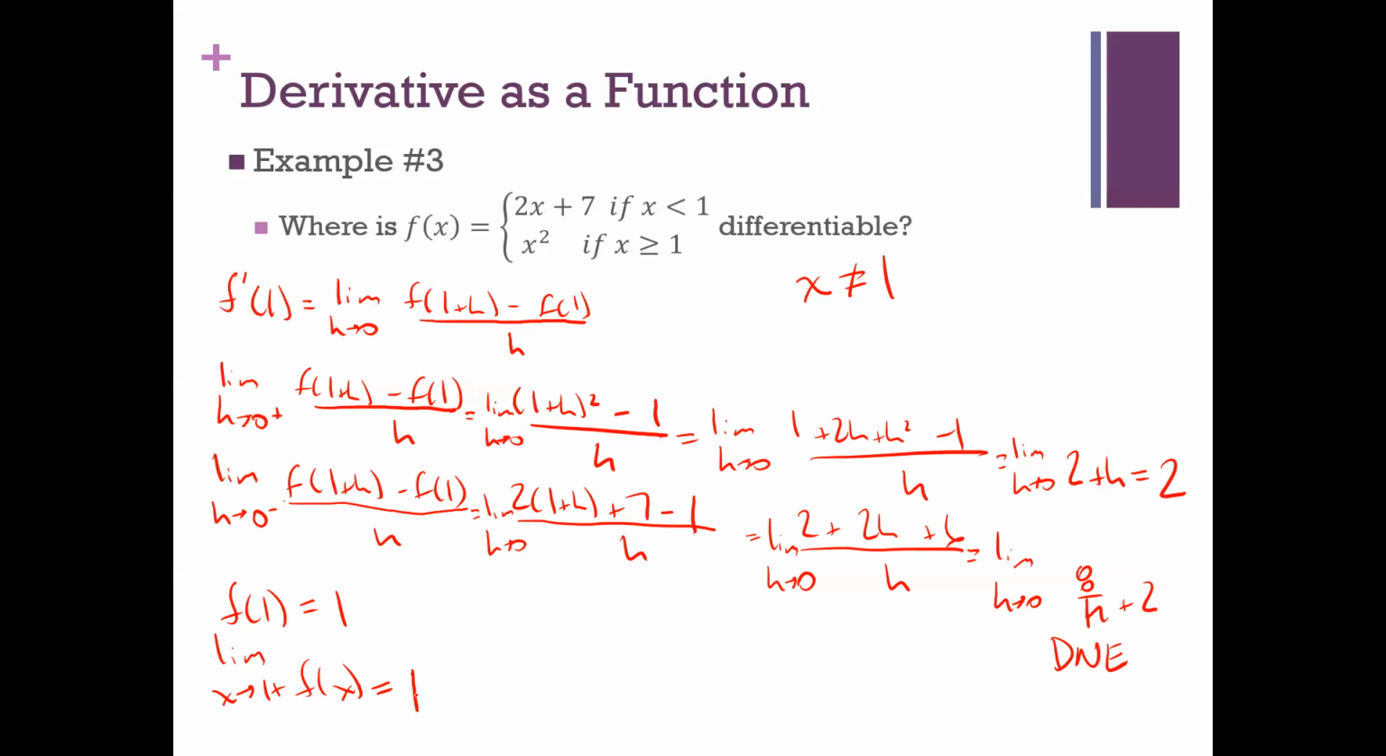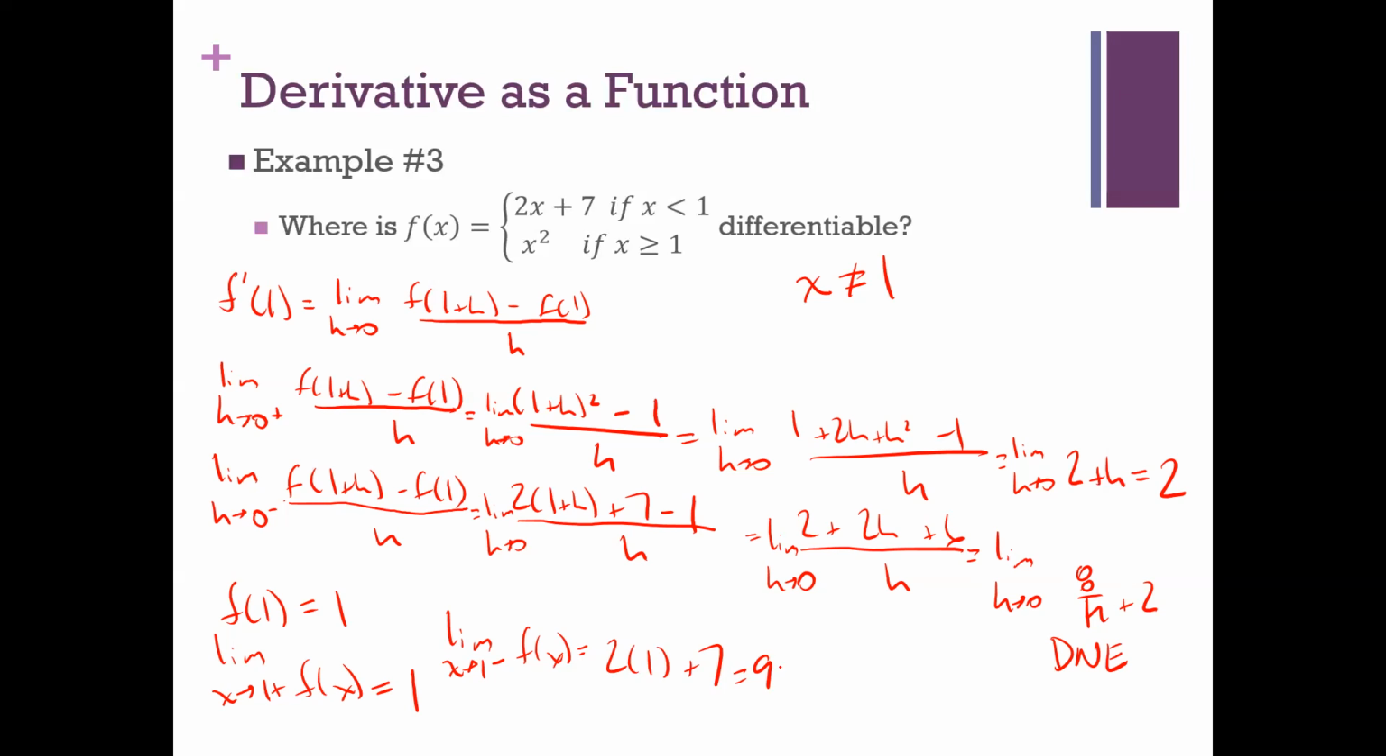What if I come from the left? I'm going to use that other branch, right? So the limit as x approaches 1 from the left is going to be 2 times 1 plus 7, which is 9. So do we have continuity at x equals 1? If we don't have continuity, what does that mean about differentiability? Yeah, it can't be. So remember, differentiability requires continuity and then some.